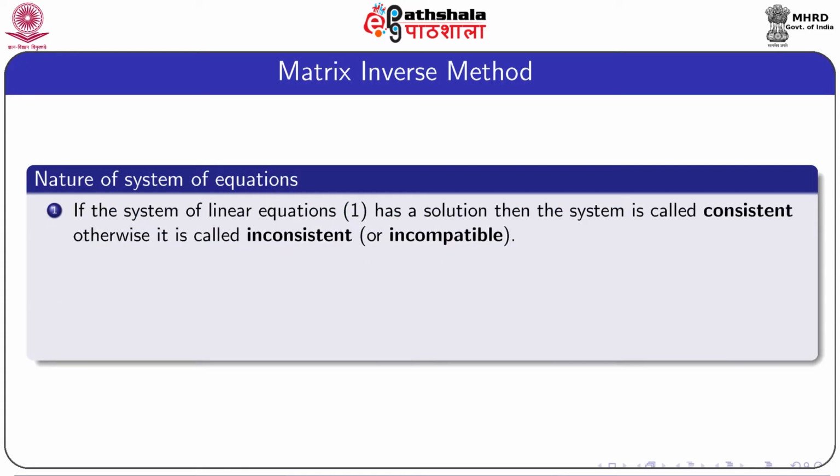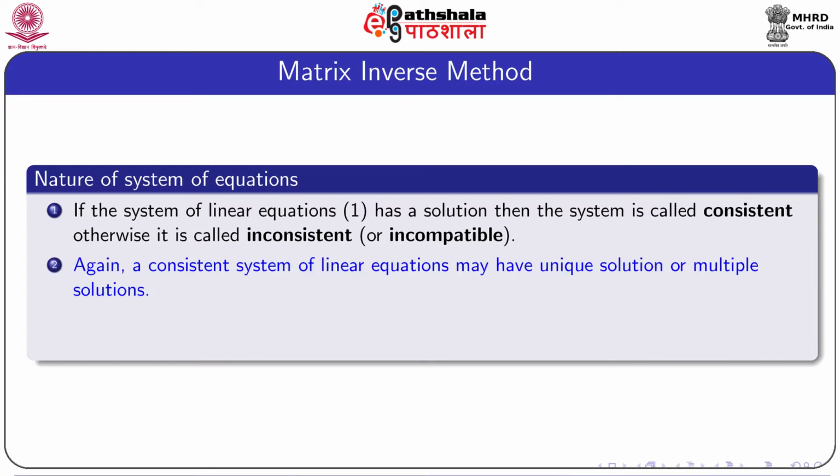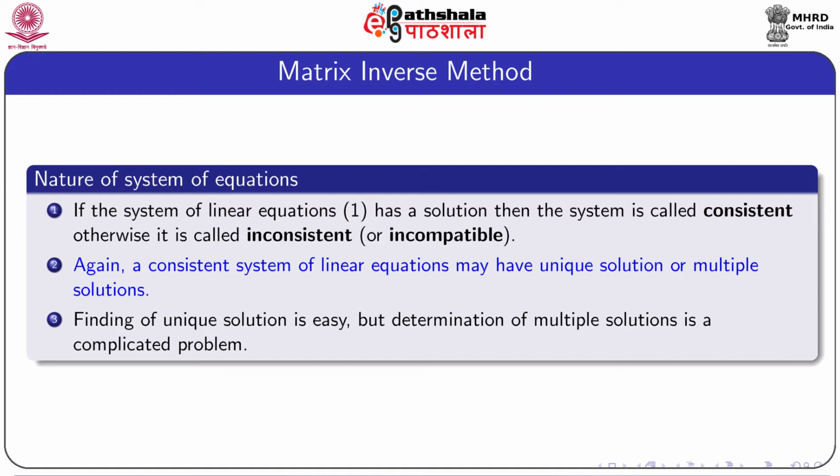If the system of linear equations has a solution, then we say that the system is consistent, otherwise the system is called inconsistent or incompatible. Again, a consistent system of linear equations may have a unique solution or multiple solutions. If the system has a unique solution, then the available methods used to solve it are easy, but the determination of multiple solutions of a system of linear equations is a very complicated task.